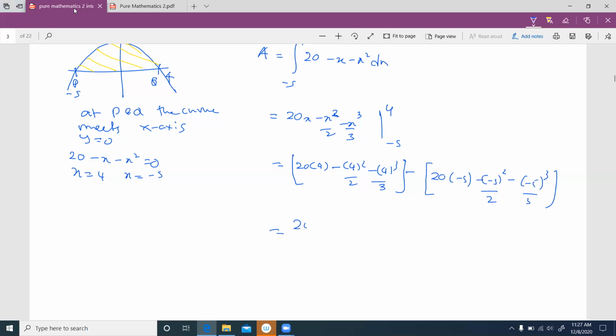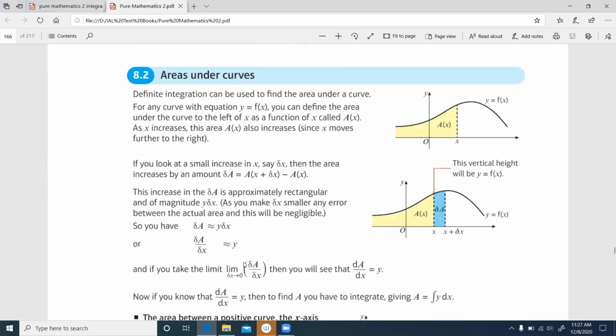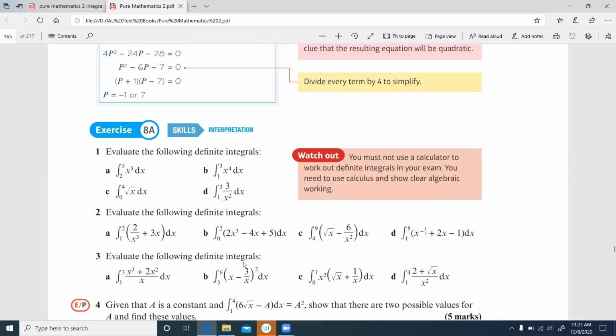So you can understand that this is above the x-axis. 243 over 2, right? So you get a positive answer over here. Positive means what happened? Definitely you can say from here that its graph is above the x-axis. Therefore, definitely you should get a positive answer for that. Okay, then let's go to a few more questions in this exercise.